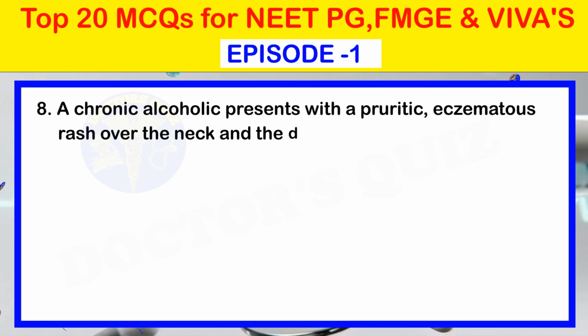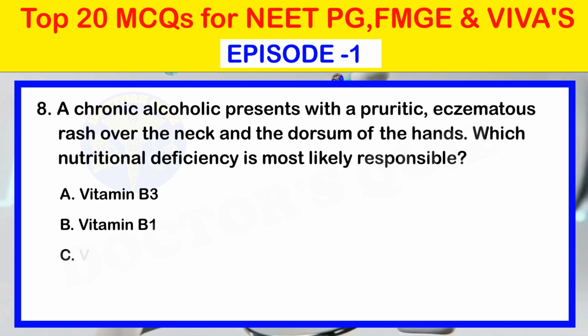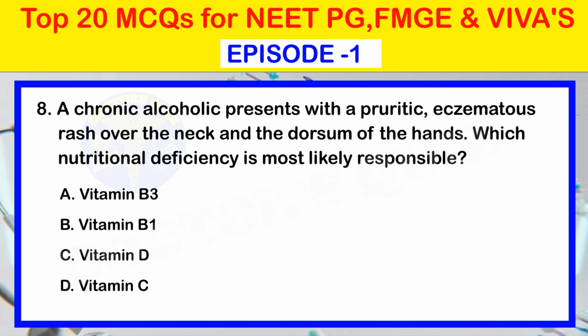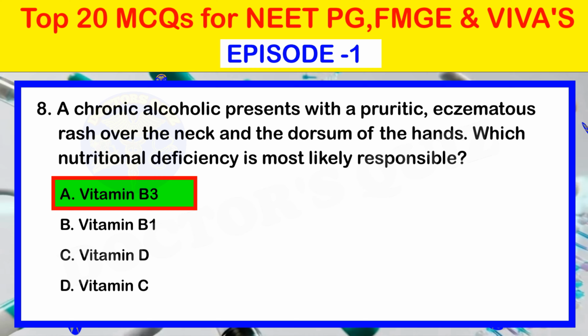A chronic alcoholic presents with a pruritic eczematous rash over the neck and the dorsum of the hands. Which nutritional deficiency is most likely responsible? Options are vitamin B3, vitamin B1, vitamin D, or vitamin C. Answer is option A, vitamin B3.